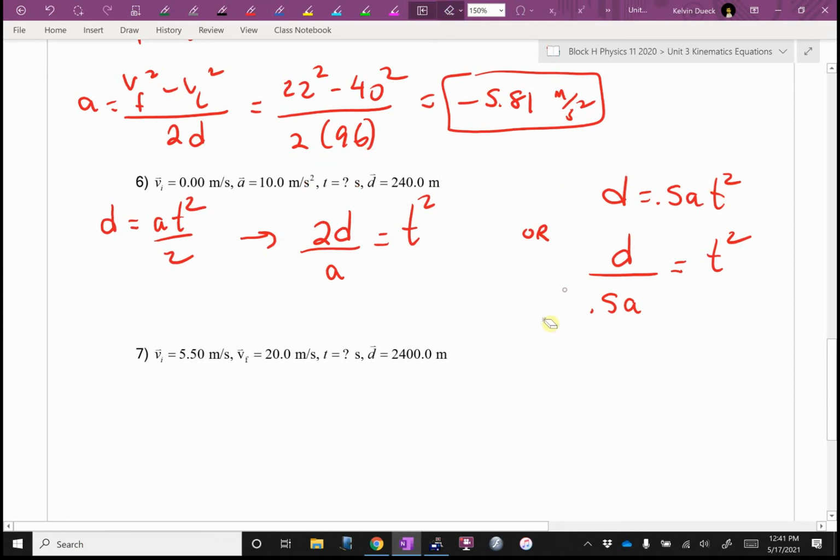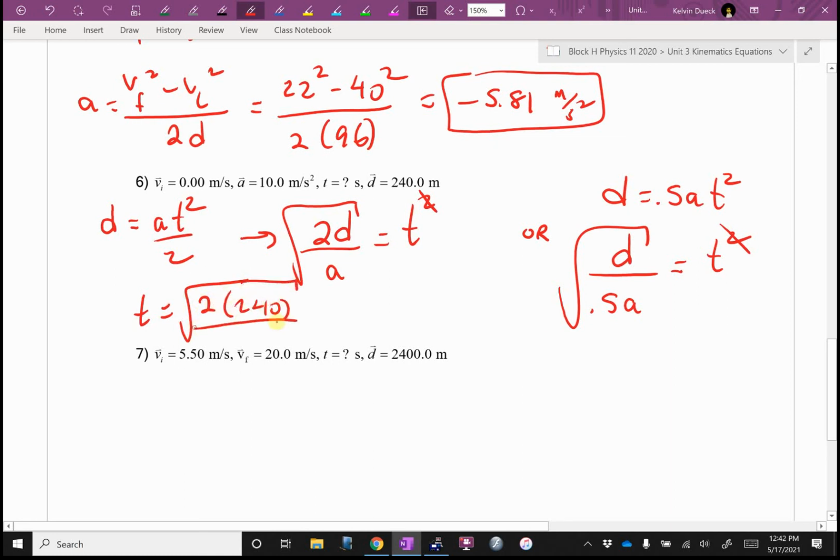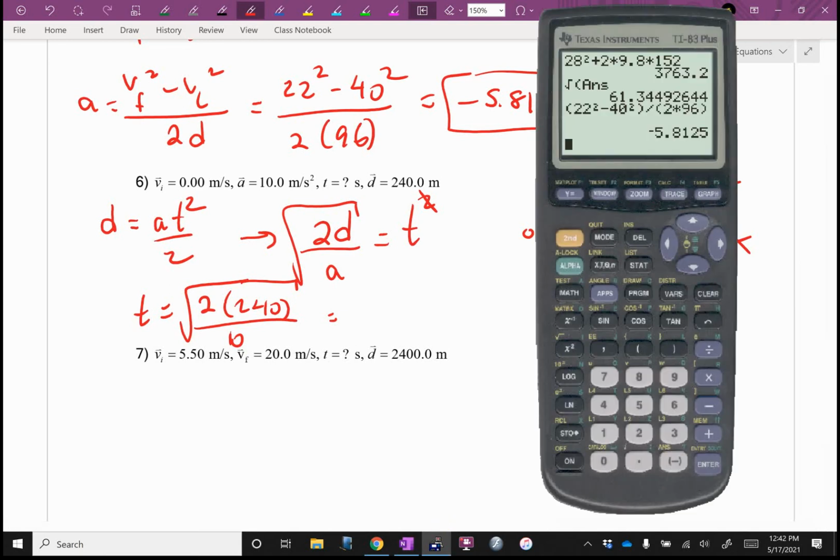Now I need to get rid of a squared. How to get rid of a squared? Square root. Oh, you didn't do the hook on that one. T equals the square root of 2 times 240 all over 10. Could do that one in my head. It's going to be the square root of 48, so it's going to be a little less than 7. 6.9 something, probably?